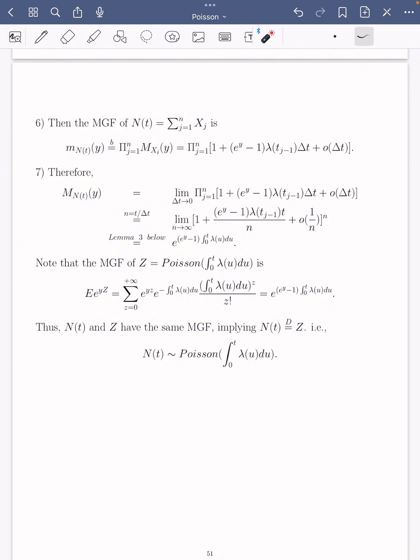Also, the moment generating function for Z, which is Poisson with this as the mean value, is given by here. Because these two functions are the same, we know that N_t and Z will have the same moment generating function, indicating that N_t is a Poisson random variable. So this is what we need.